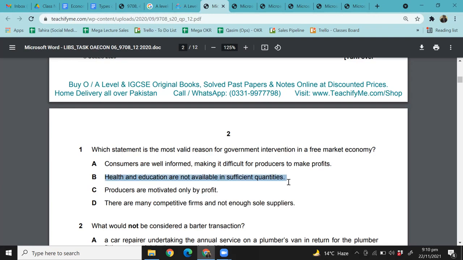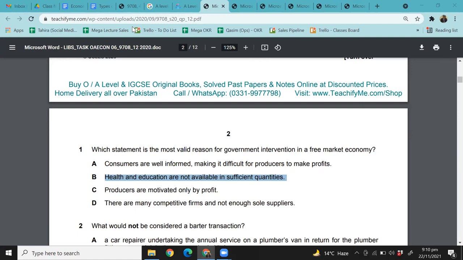Do you understand? So the reason why, but you are showing that the quantity is less, but it cannot be less. We can say that people can't afford it, it may be expensive, but it can't be less because they want to earn profit. They would want to build as many hospitals or as many schools as they like. What do you say? Okay, I get it. Which statement is the most valid reason for government intervention in the free market economy?